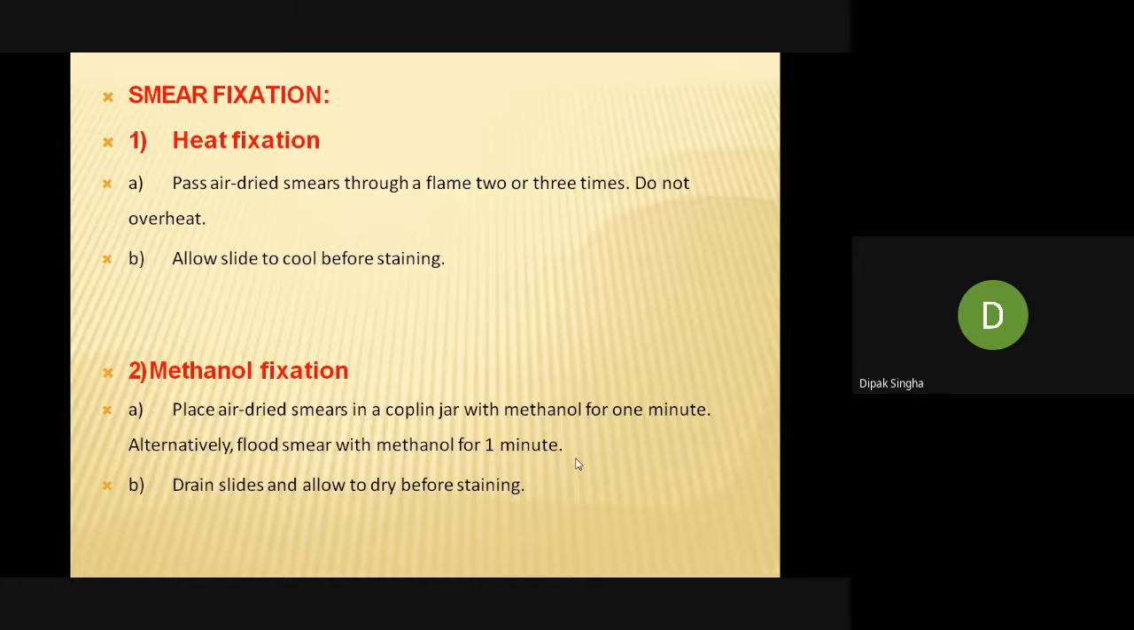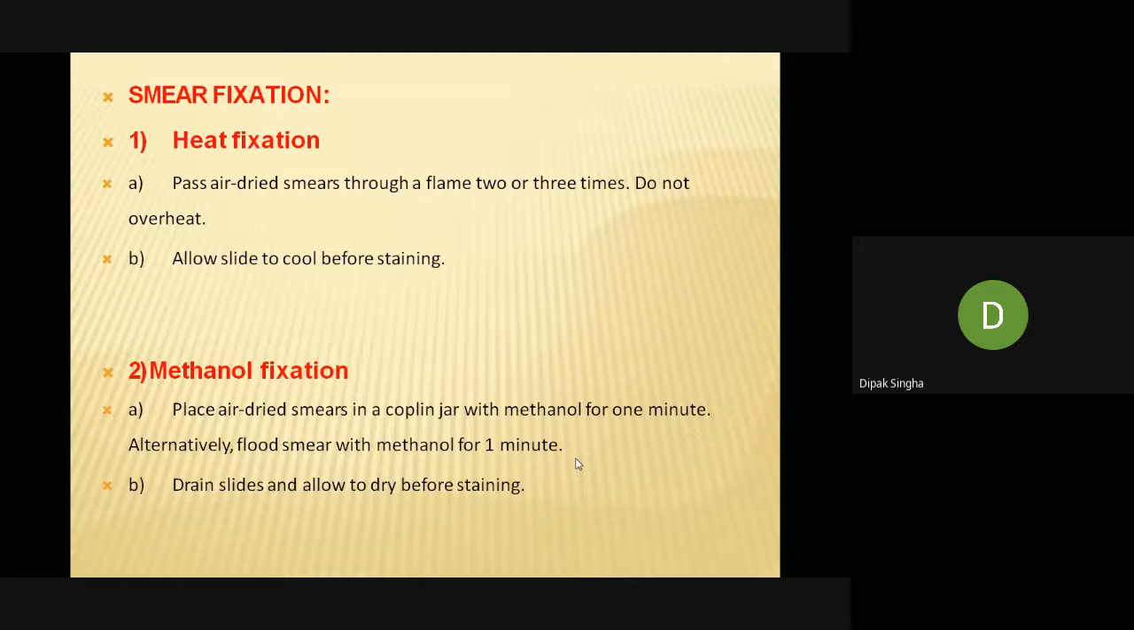Allow the slide to cool before the staining. Another option is methanol fixation. Generally heat fixation is used, so we can avoid unnecessary use of methanol, which is very toxic and costly. So you air dry and mainly apply heat, or otherwise you can use methanol fixation. Place the air dried smear in a Coplin jar with methanol for 1 minute, or alternatively apply methanol to the smear for 1 minute, drain the slide and allow it to dry before staining. Methanol is a volatile substance; it will evaporate, and the smear will appear fixed.